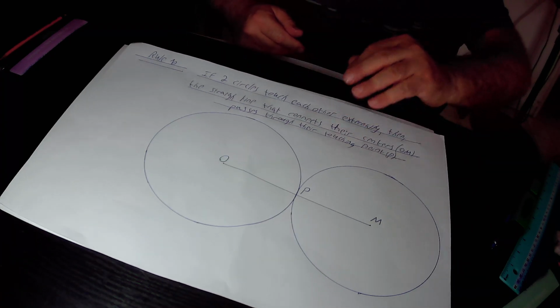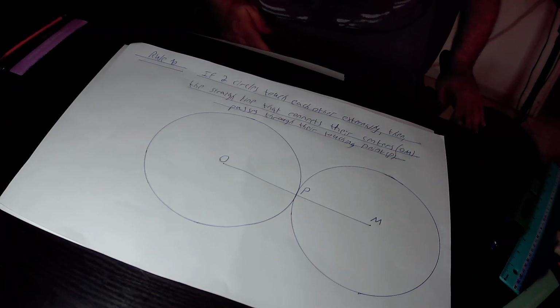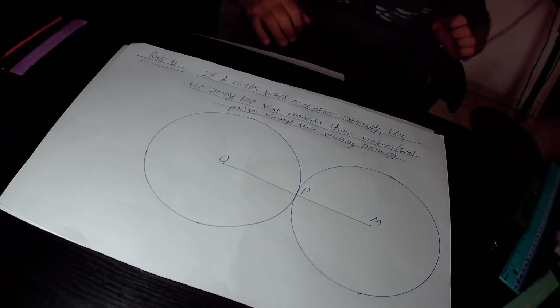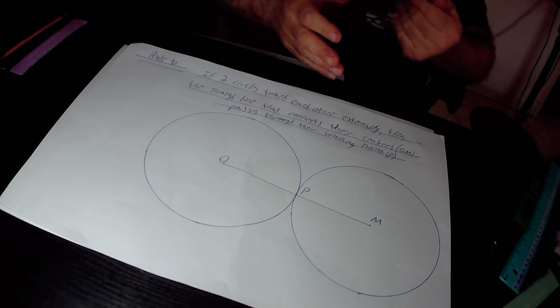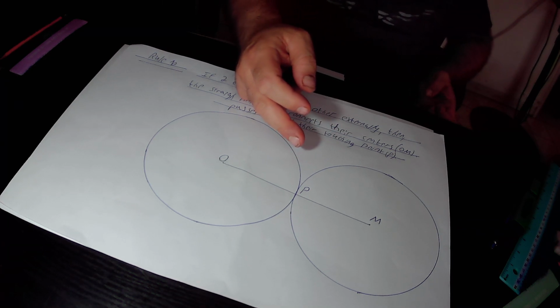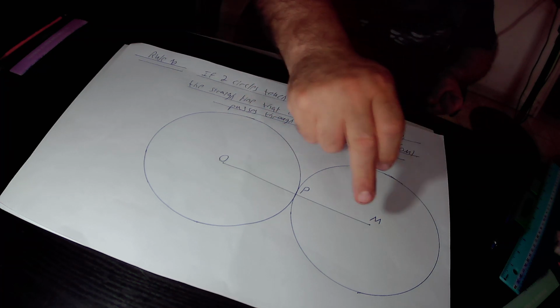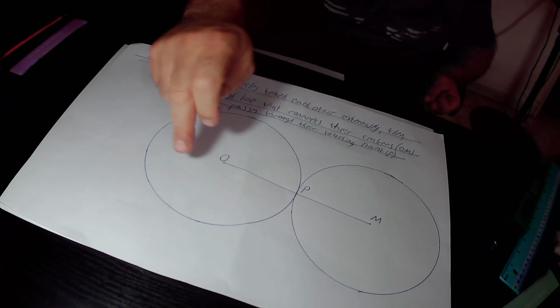According to rule 10, if two circles touch each other externally, then the straight line that connects their centers together passes through their touching point. So in the drawing we have two circles and they have an external notch between them at point P. That is to say they touch each other externally at point P. The center of this circle is here at point M. The center of this circle is here at point O.